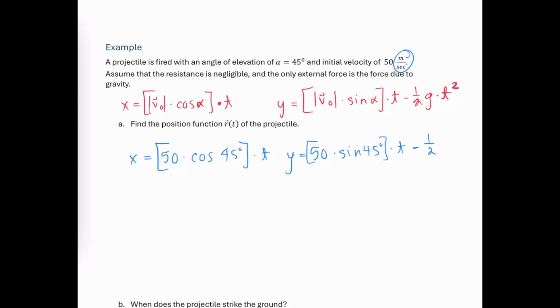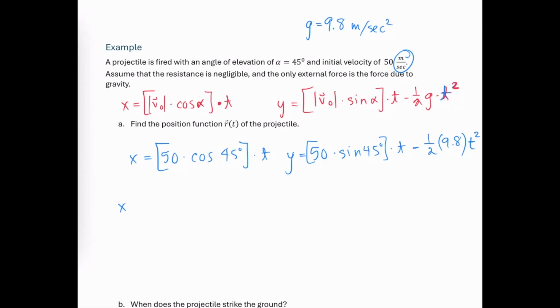Since we're in the metric system, the acceleration due to gravity that we're going to be using is 9.8 meters per second squared. So we're just using that constant value, 9.8. The seconds squared actually cancel each other out when I square the time here. So the units work out in our favor, and then we use that as a multiple of t squared.